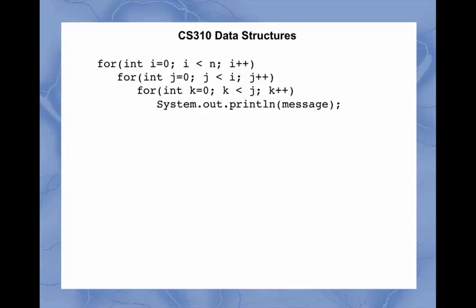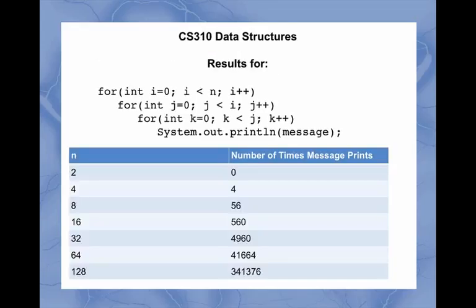Why, you may ask? Because k less than j, what does that have to do with the input size? Well, in fact, the number of times i runs depends on n. Therefore, for the second loop, int j equals 0, the number of times the j loop runs depends on i, which depends on n. And the third loop, k depends on j, and j depends on i, and i depends on n. Therefore, all 3 of them will increase as the input size increases. Therefore, this is an n cubed algorithm. And here are the number of times the message prints, and as you can see, as we double the input size, in fact, this is n cubed behavior.